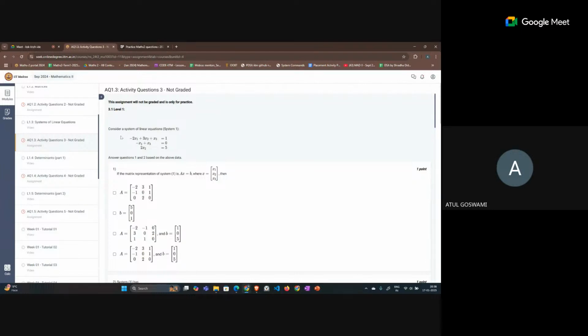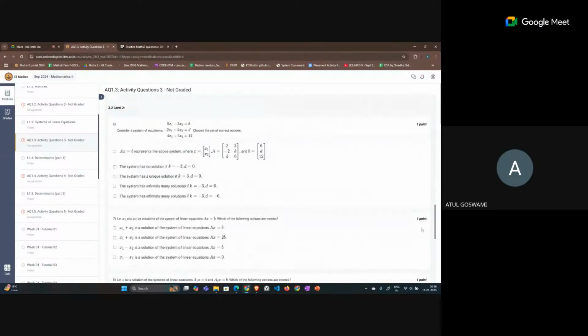Consider a linear equation and answer the questions. If the matrix representation of system 1 is AX equal to B, which of the options is correct? Sir, option number 1 and 4. 1 and 4. Yes, sir. Yeah, then you are, I think, replying or asking the same.